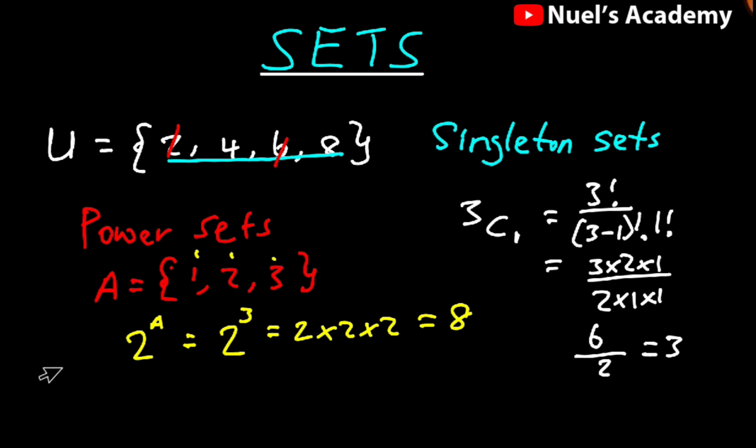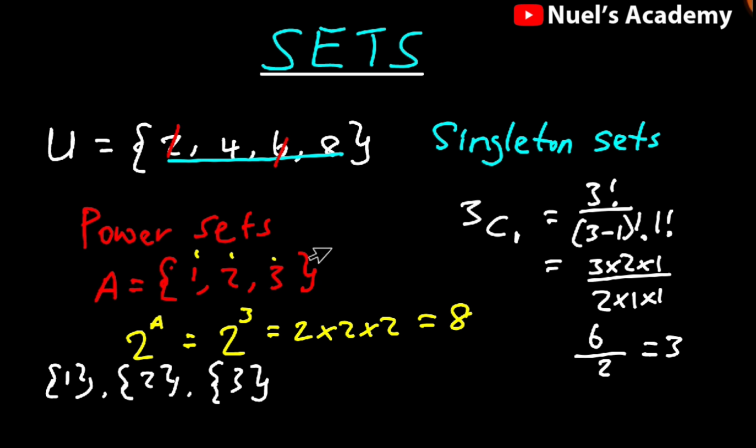So how are we going to write them? It's going to be 1, then 2, and 3. So these are the subsets of one element we found. They are equal to 3.